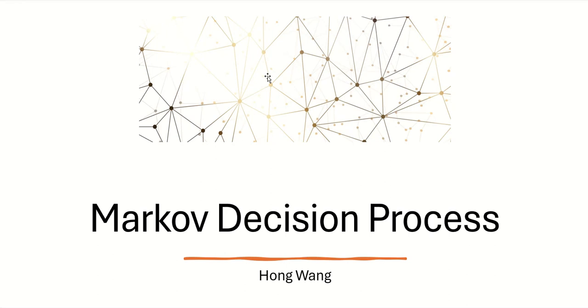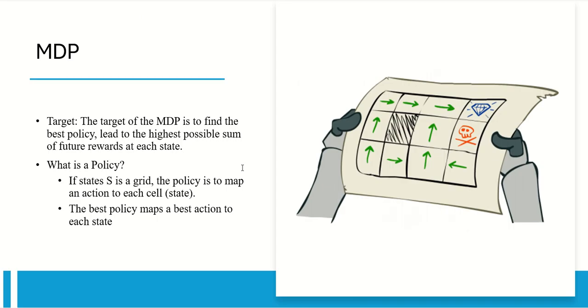Hi, I'm Hongwan. Today I'm going to talk about what a Markov Decision Process is. What's the target? The target is just to find the best policy. But what's a policy? Let's look at this example.